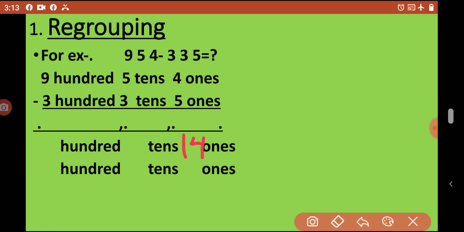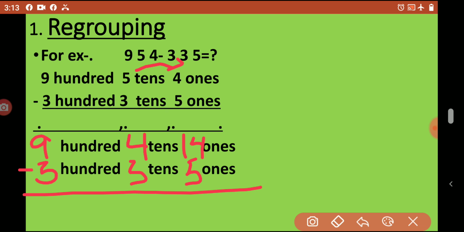And 5 remains the same. In the tens place, 5 gives its 1 ten to 4. Now 5 becomes 4. 3 remains the same. And 9 in the hundreds place and 3 in the hundreds place remain the same. Now we can subtract the numbers. 14 minus 5 equals 9. 9 ones, O for ones.